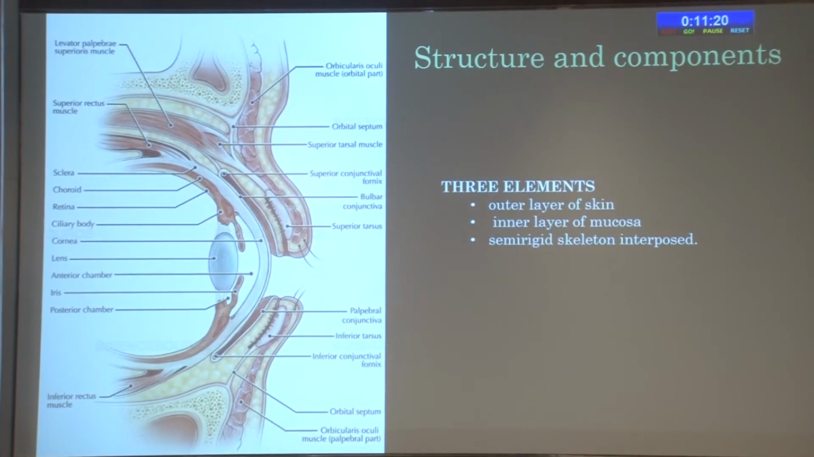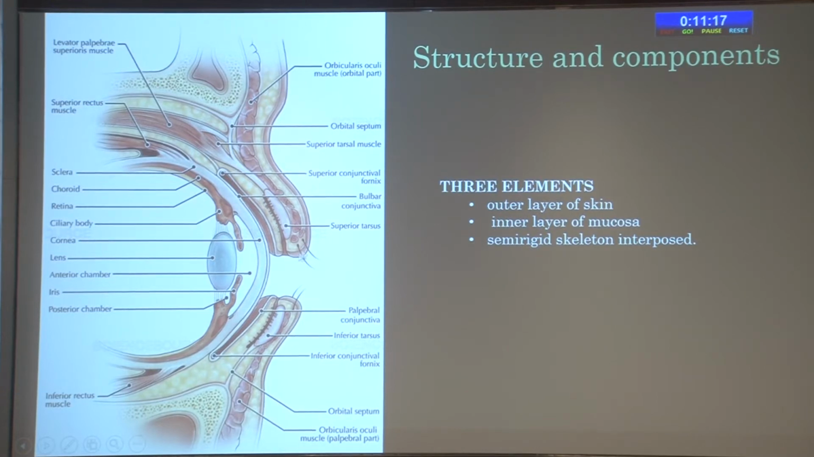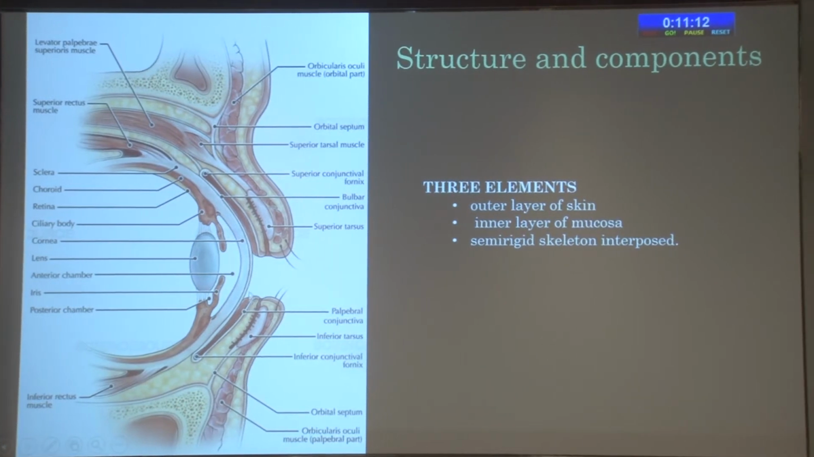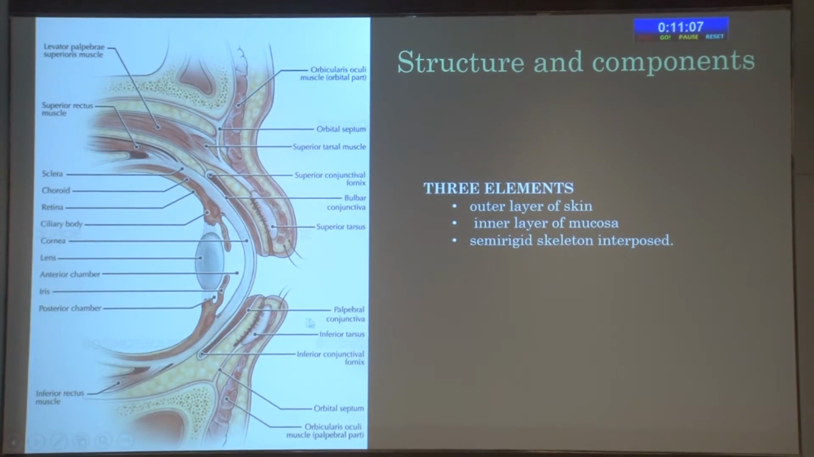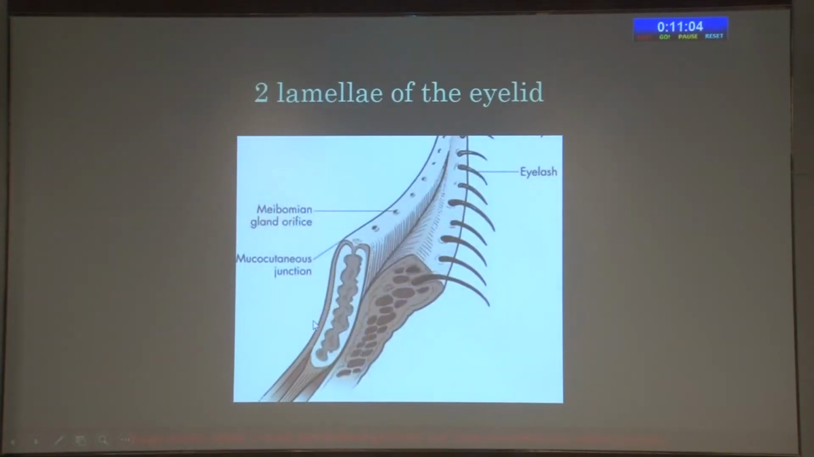When it comes to the cross section of the eyelid, we can notice that it is made up of three main layers that we should be aware of. That is the outer skin, the inner mucous membrane, and a semi-rigid skeleton in between, which is mainly composed of the tarsus in the upper and lower lid. Functionally and anatomically, the eyelid is divided into two lamellae. The anterior lamella comprises the skin and the orbicularis along with the eyelashes, and the posterior lamella comprises the mucous membrane, conjunctiva, the tarsus, and the retractors, and it is divided from the anterior lamella by the gray line.